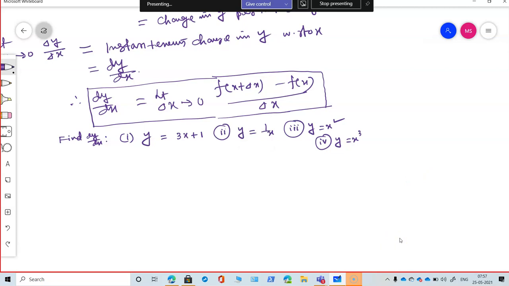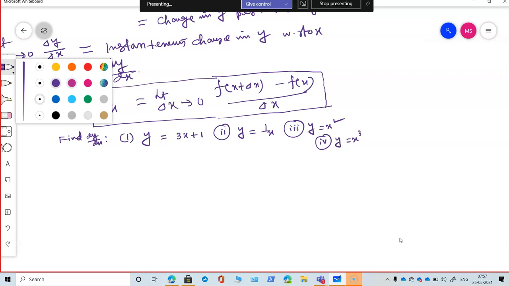Let me find it for y equal to 3x plus 1. We are going to find the instantaneous change in y with respect to x. X may be any point here. So this will be done now.